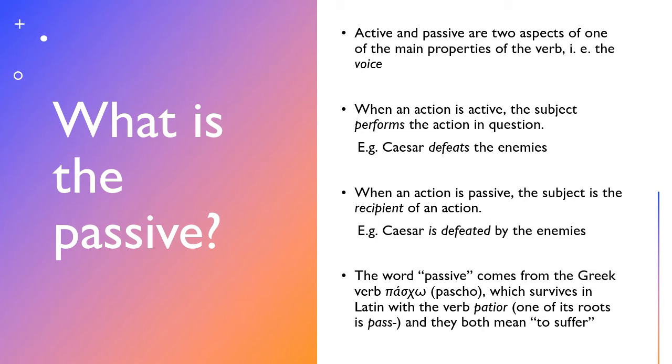So the word passive comes from a Greek verb, which is pasco, which survives in Latin with the verb patior, one of the roots of this verb is pass, and so from here comes the word passive. And both pasco and patior mean to suffer, and that is why it is called passive in English.